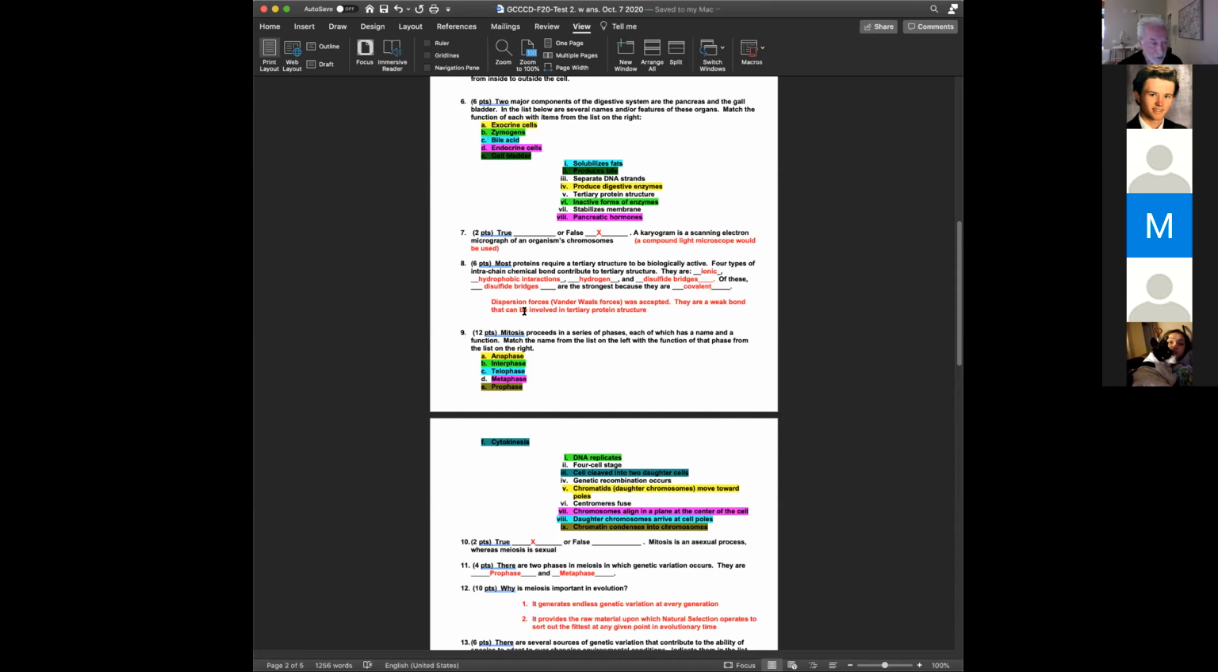Now, some of you indicated dispersion forces, which is another name for van der Waals forces. And I accepted that because even though these are very weak bonds, they are sometimes involved in protein tertiary structure. So if you said dispersion forces instead of ionic, I accepted that.